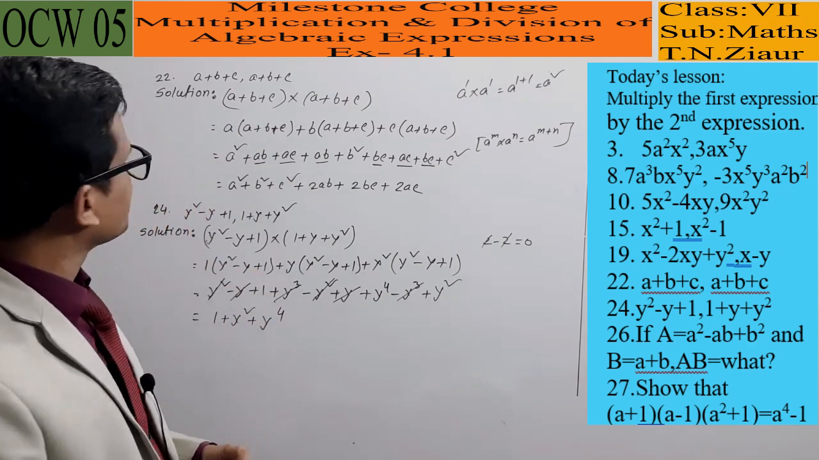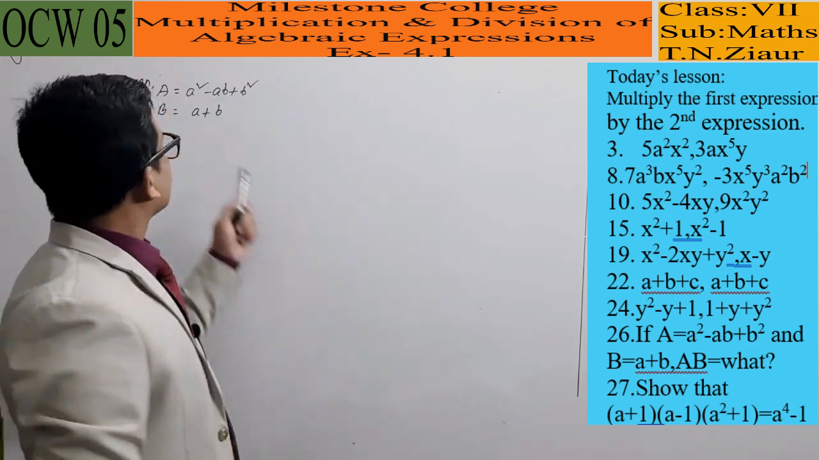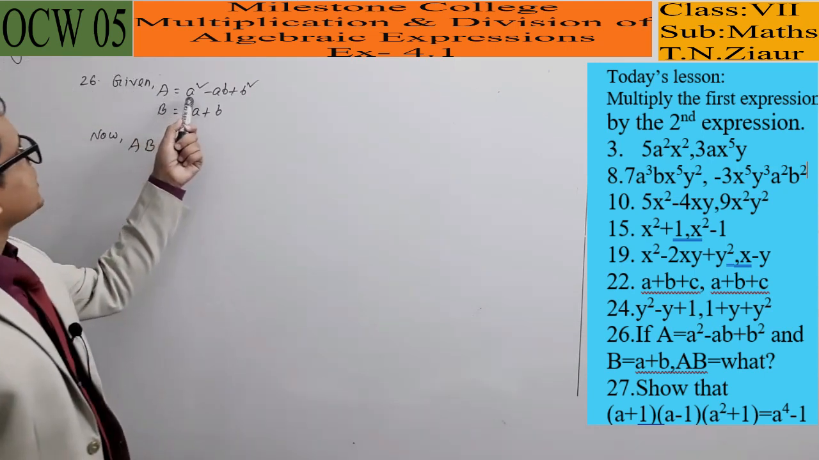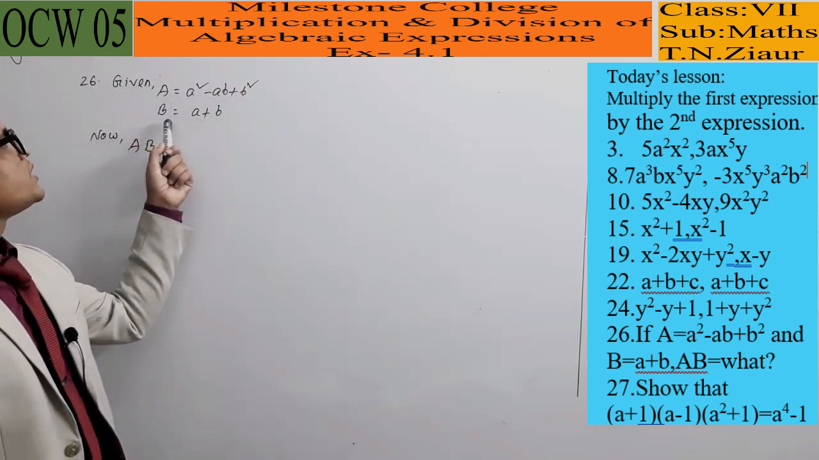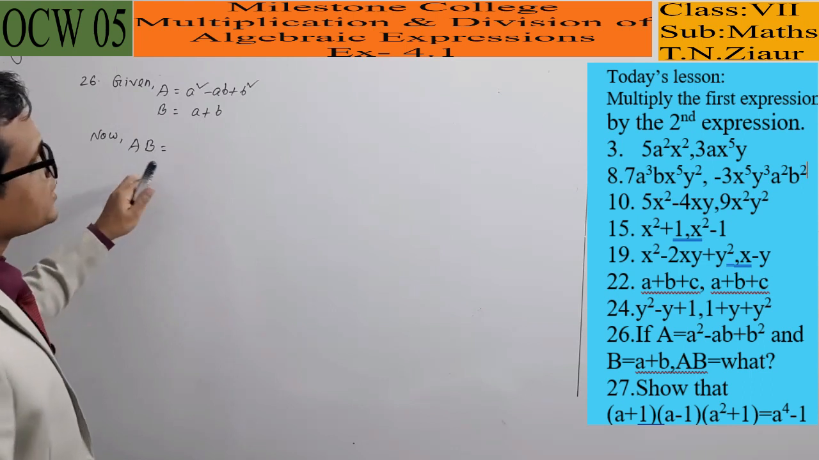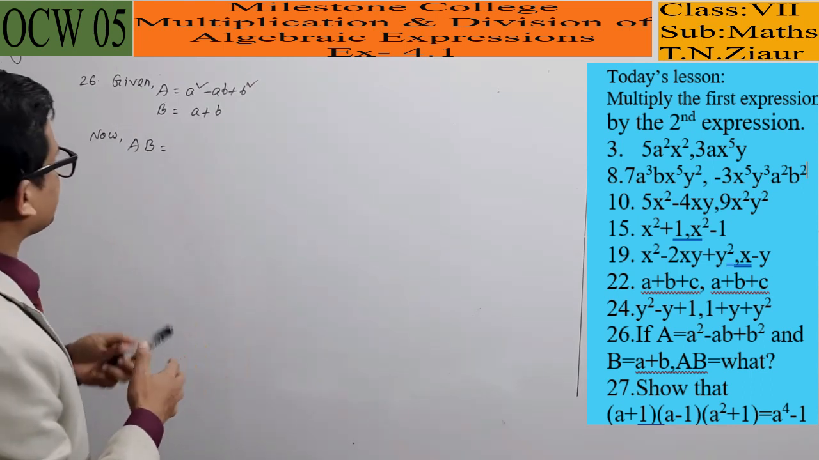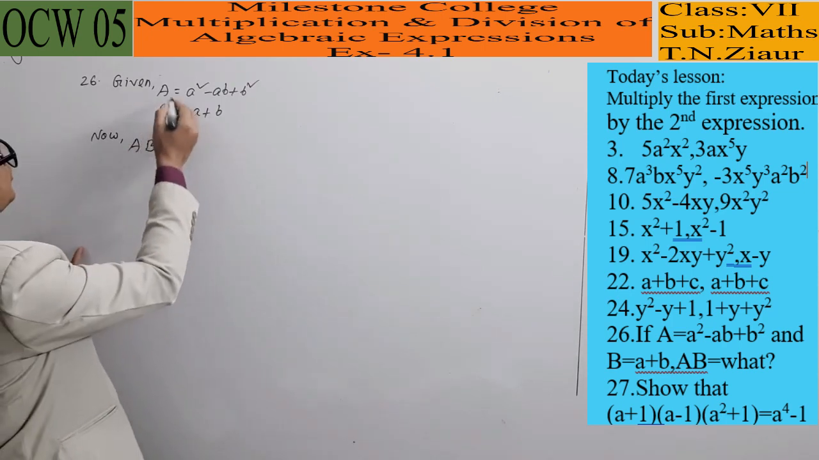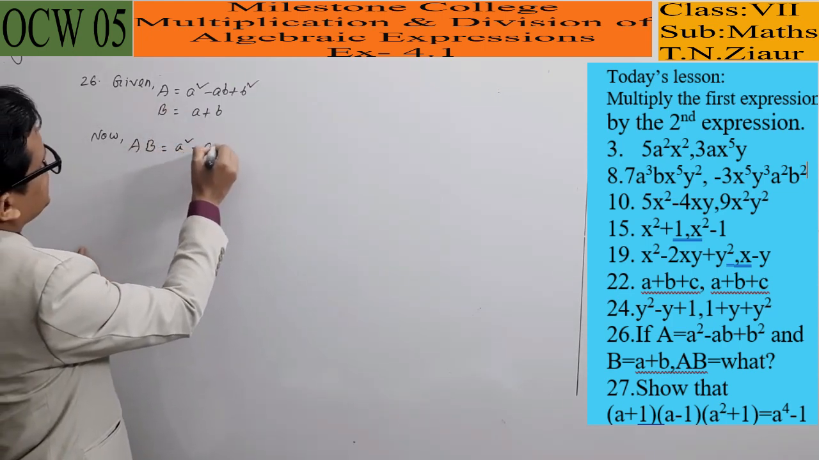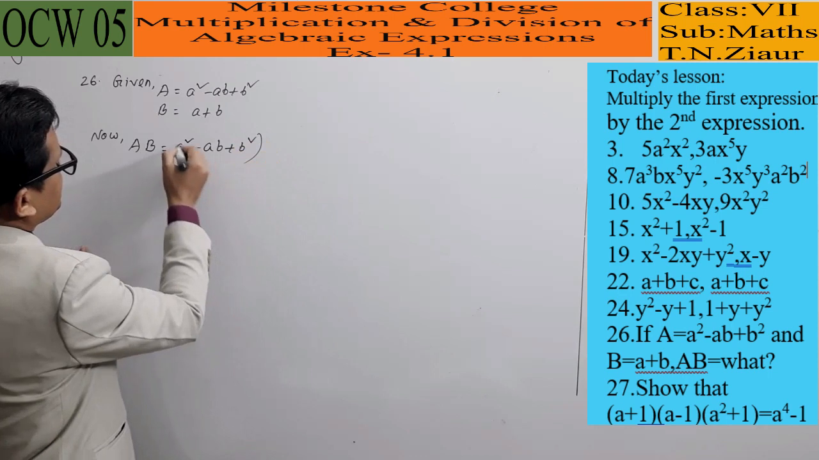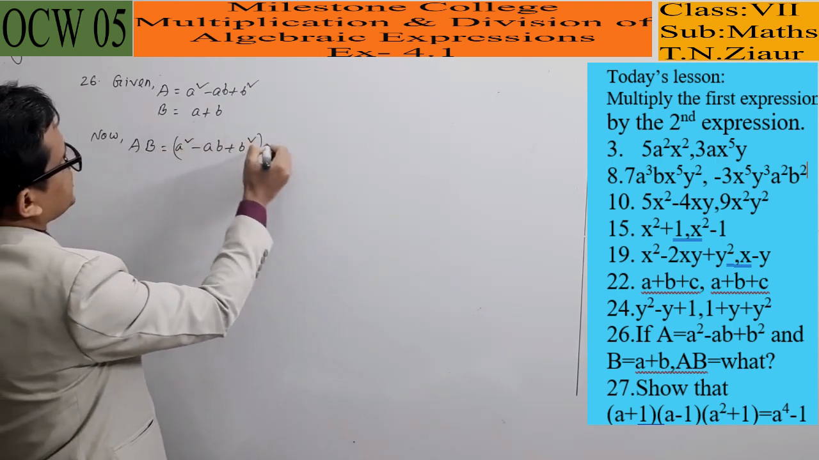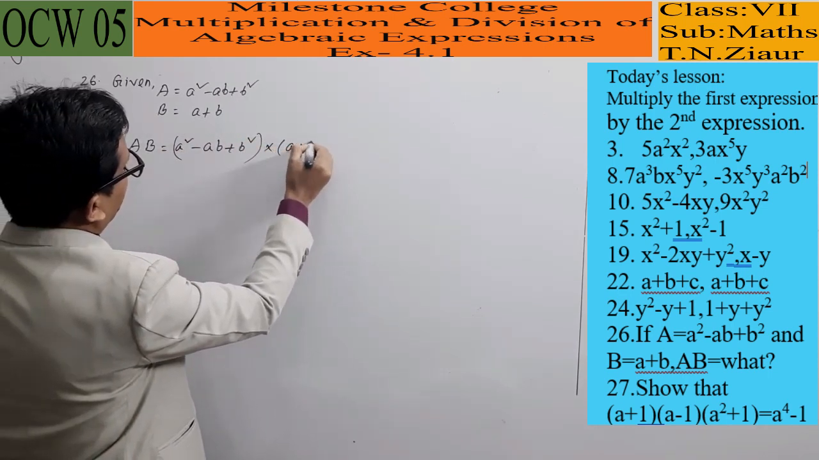Okay, now the next number. Students, 26 number, A is equal to a square minus ab plus b square, and B is equal to a plus b. Here given AB is equal to what? That means A and B are multiplied with each other. So we'll write A is equal to what? A square minus ab plus b square. So this one is multiplied with B, that means a plus b.